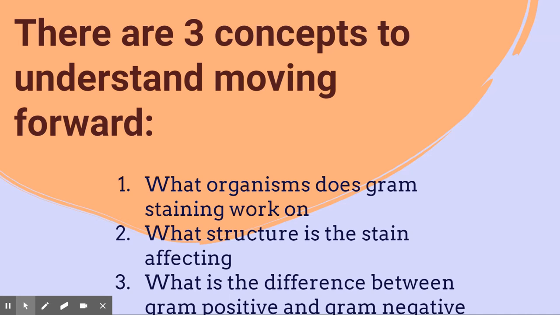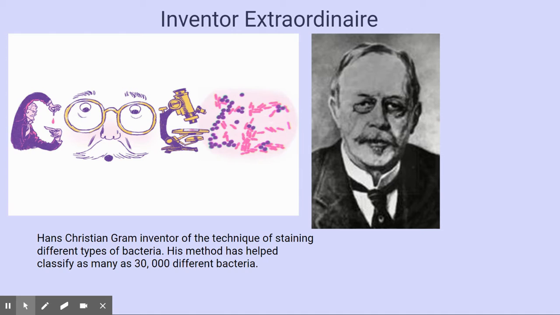In your notes, you're going to be answering questions based off of the information I give you as we go through this video. So let's start with the inventor extraordinaire, Hans Christian Gram. He invented this technique of staining different types of bacteria. His method has helped classify as many as 30,000 different types of bacteria. So he started up with this idea that helps us see the shape of bacteria.